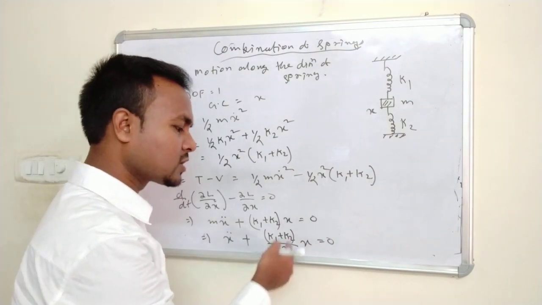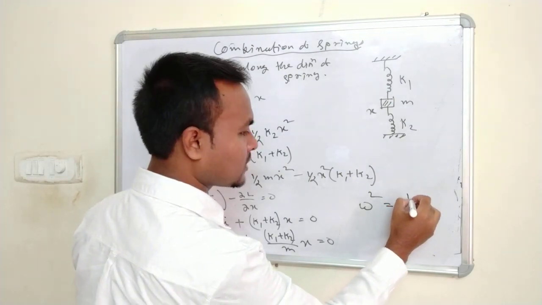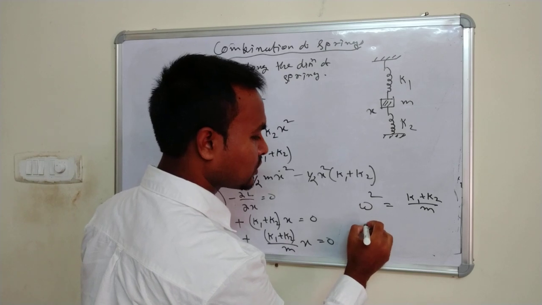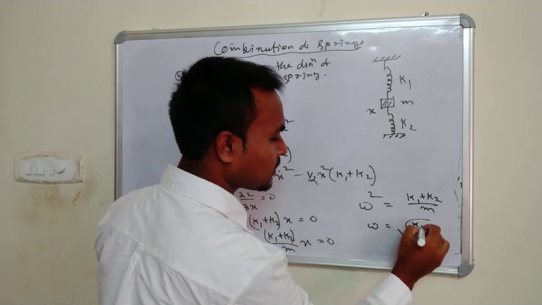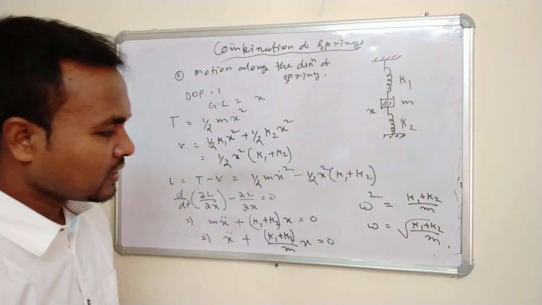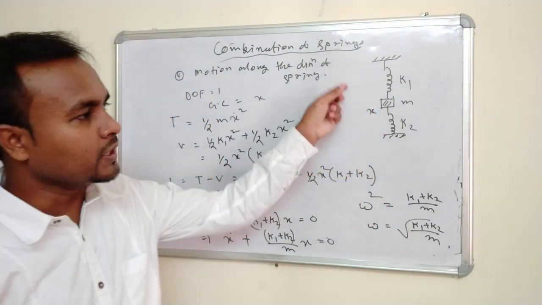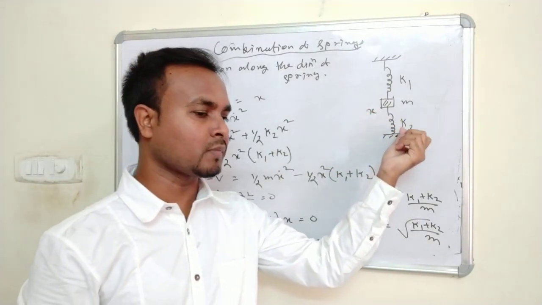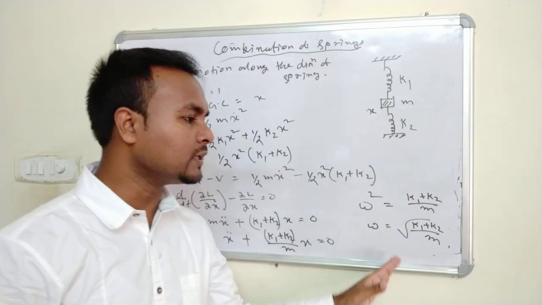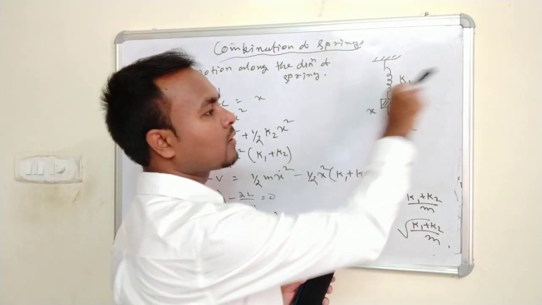What will be the frequency of oscillation? Equating with the standard equation, omega square equals k1 plus k2 divided by m. So your omega equals the square root of k1 plus k2 divided by m. Clear? So this is a combination. When the mass is shifted along the direction of the spring, it will be a simple harmonic motion. Now we will shift this mass along a perpendicular direction.